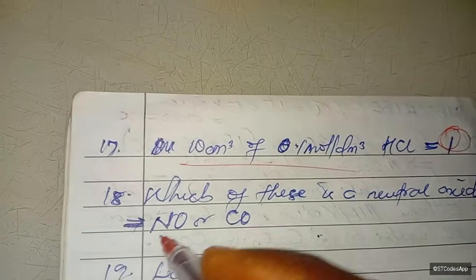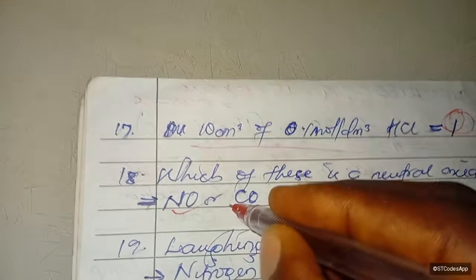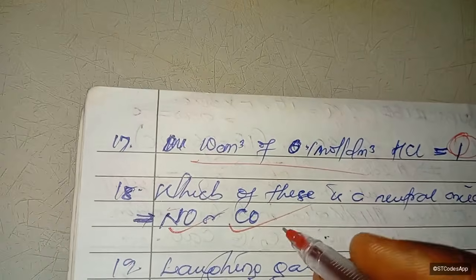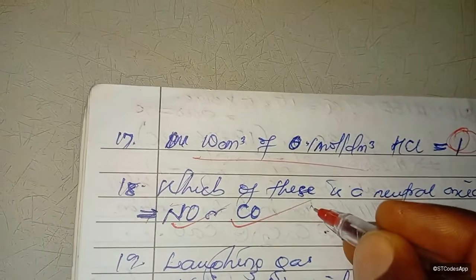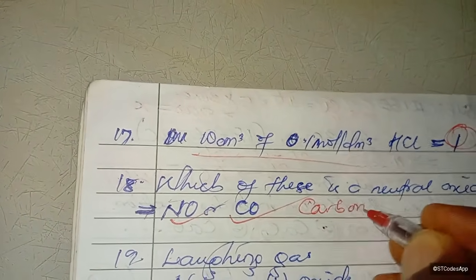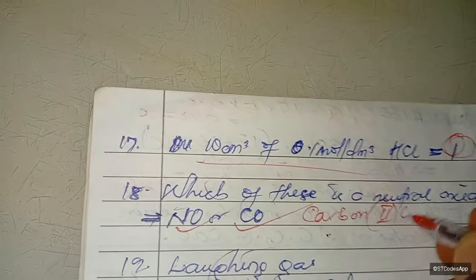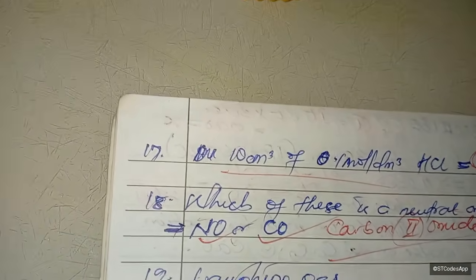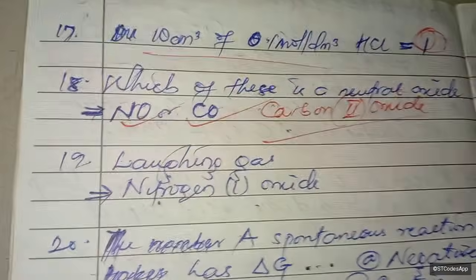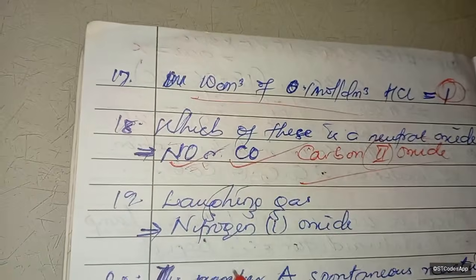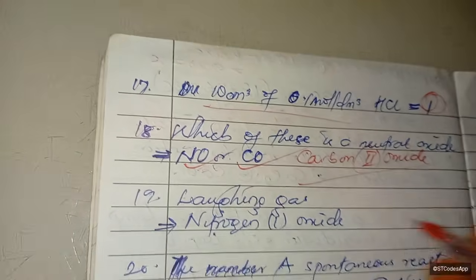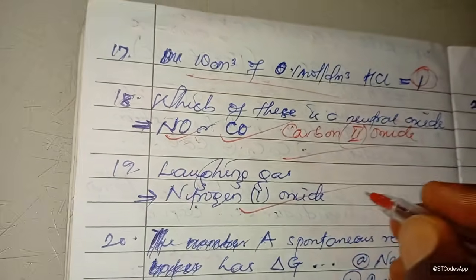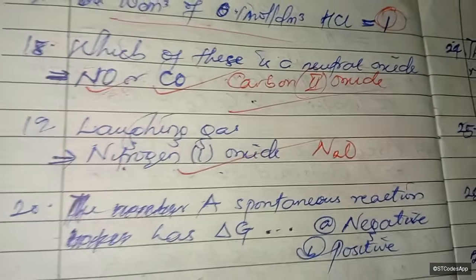Which of these is a neutral oxide? You see nitrogen(II) oxide, or carbon monoxide, or carbon(II) oxide. That's another way it is written. Carbon(II) oxide is carbon monoxide. Exactly, so both of them are neutral oxides. Anyone you are provided with in your exam, but you will not be provided both of them in different options. Keep that in mind. And laughing gas is nitrogen(I) oxide. That's N2O, that's laughing gas.